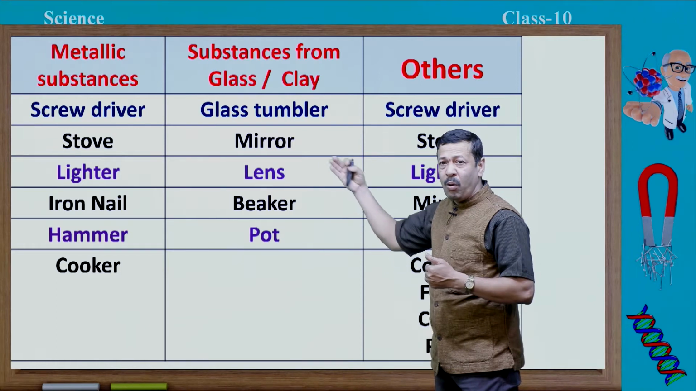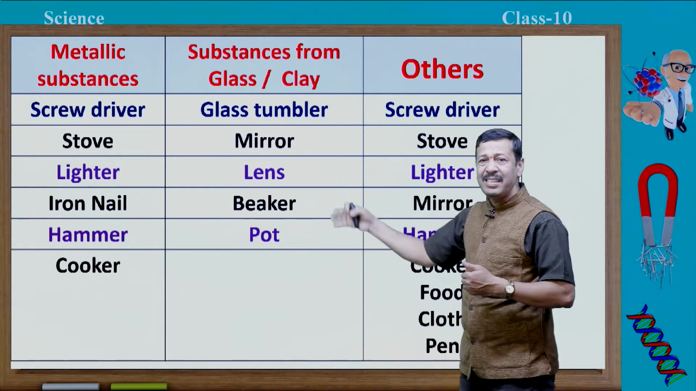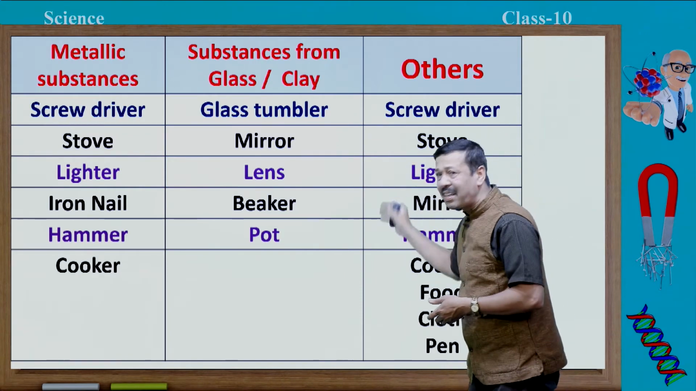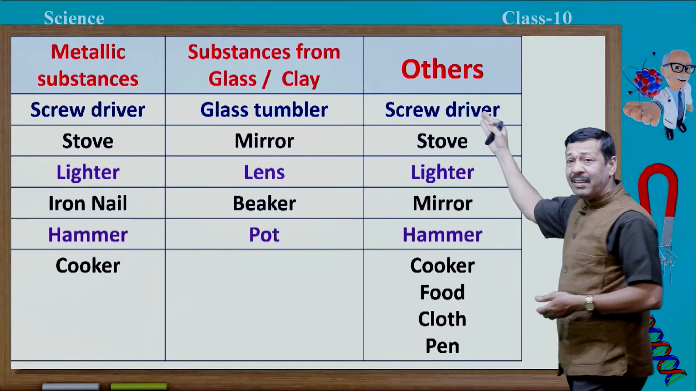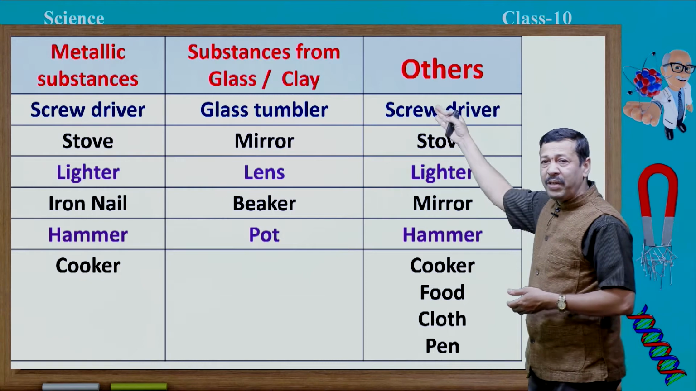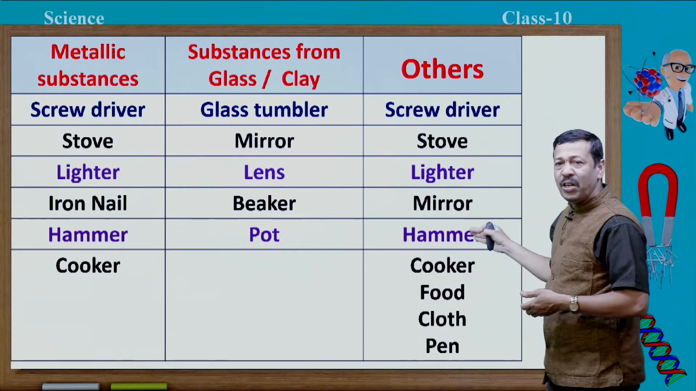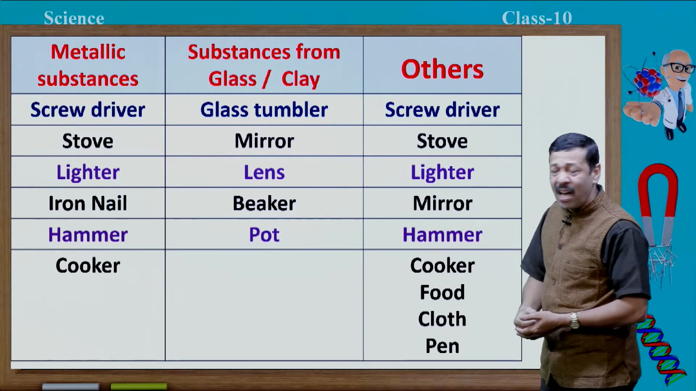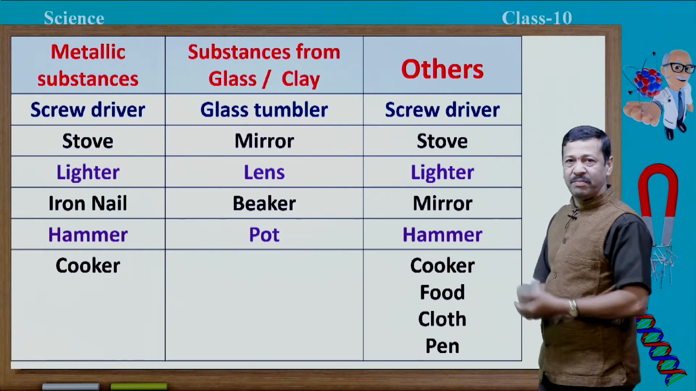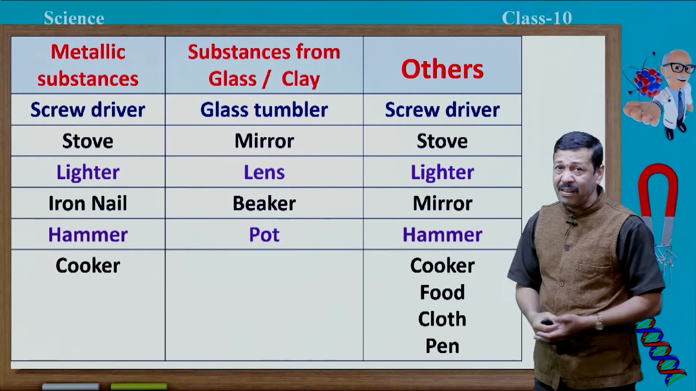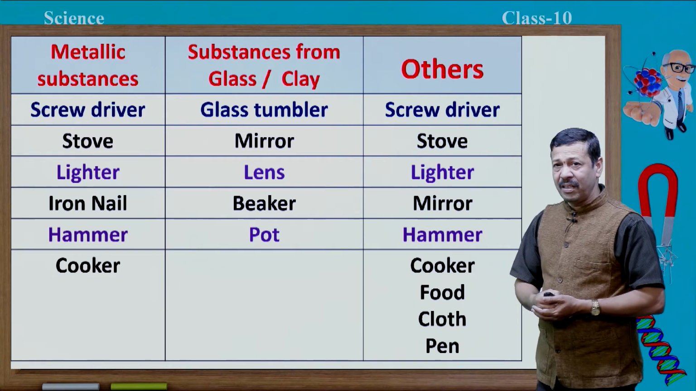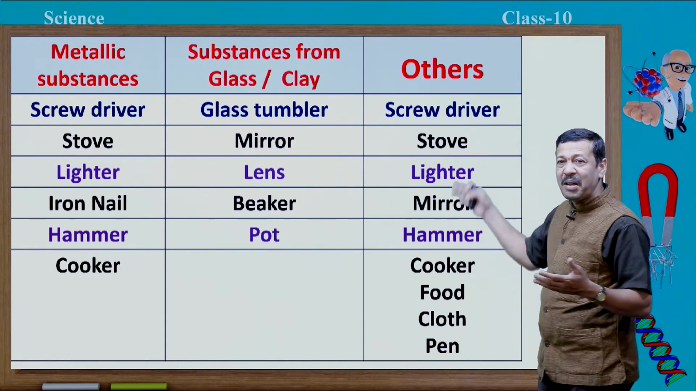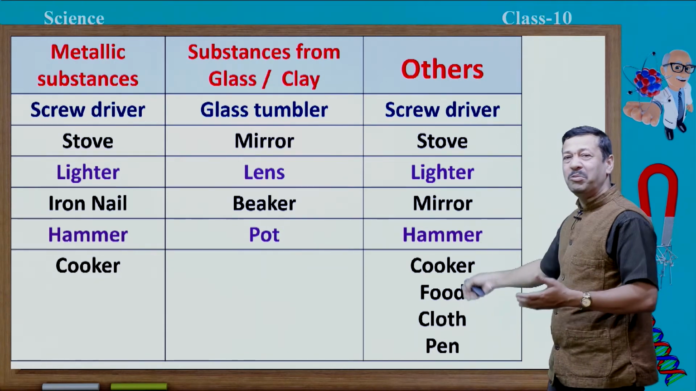So beaker, pot, these are materials made up of either glass or clay. Other than these two, we have so many things: food, cloth, pen, pencil, etc. You can tabulate here. Thus you made 3 columns. What do the others contain? Yes, these are made up of carbon compounds.